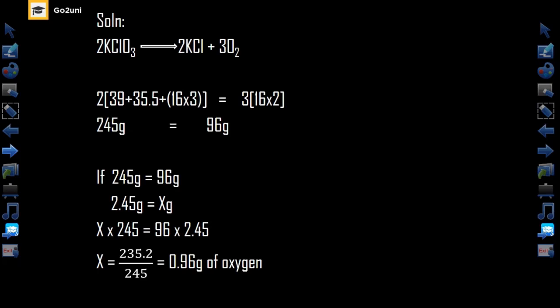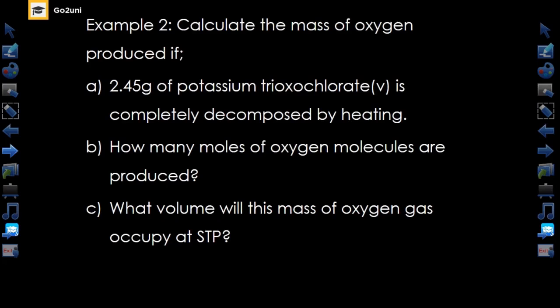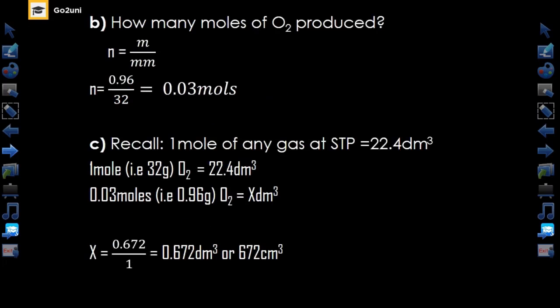Now let's take a look at the second part of the question. It says, how many moles of oxygen molecules are produced? So let us take a look at how to calculate the moles of oxygen produced. We recall that moles, n, is equal to mass over molar mass.